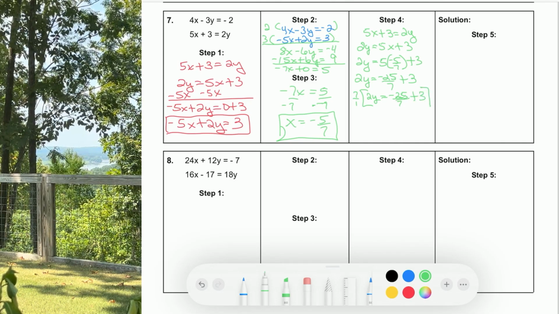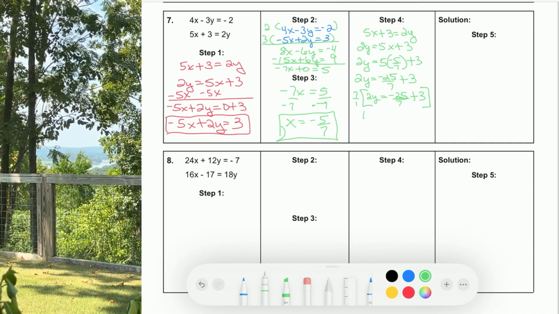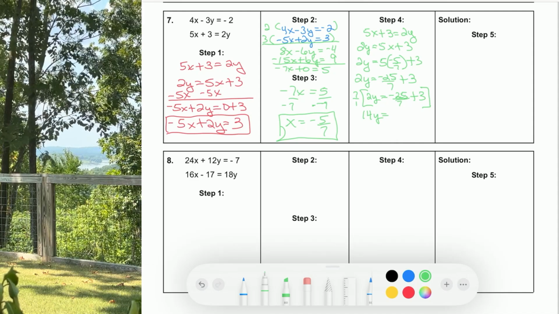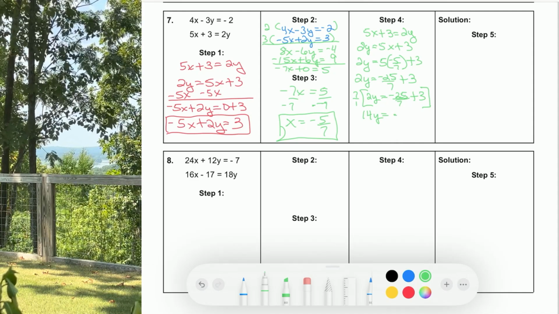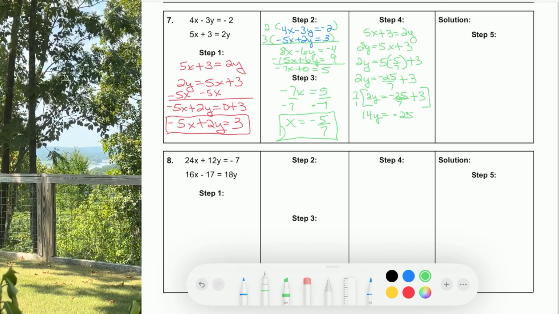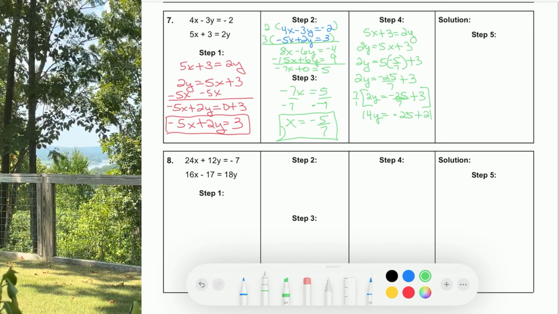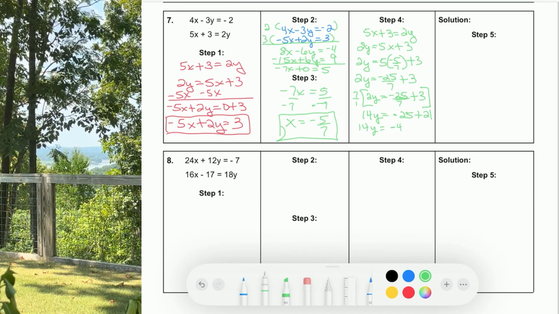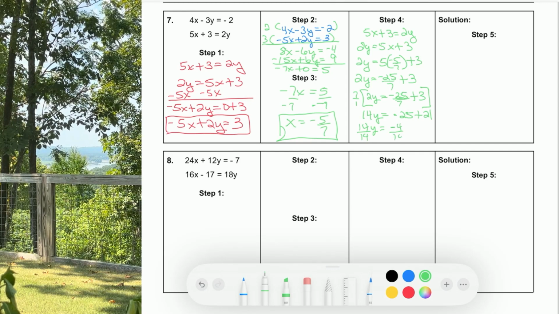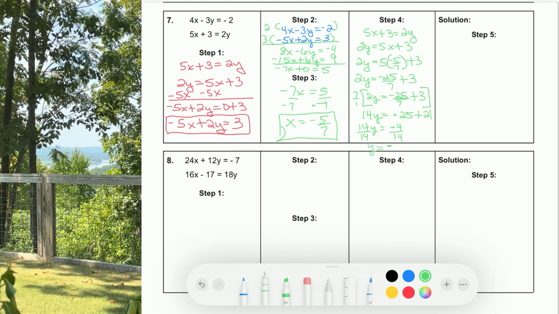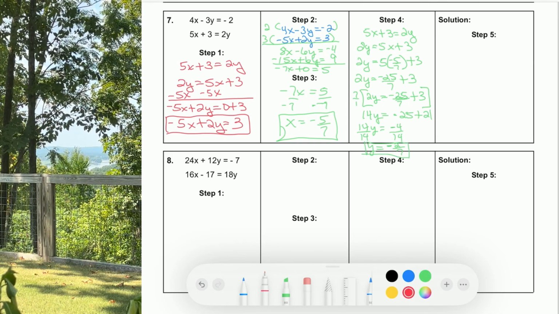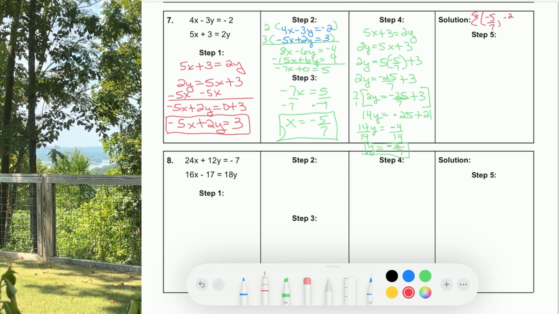All right, now I need to multiply that 7 through. So I get 14y equals, that 7 cancels out with the 7 in that fraction, so we end up with just negative 25. And then 7 times 3 is plus 21. Simplify the right side and we get negative 4. Divide both sides by 14. And I get y equals negative 2/7 when we simplify it. So our solutions are the ordered pair, negative 5/7, comma, negative 2/7.